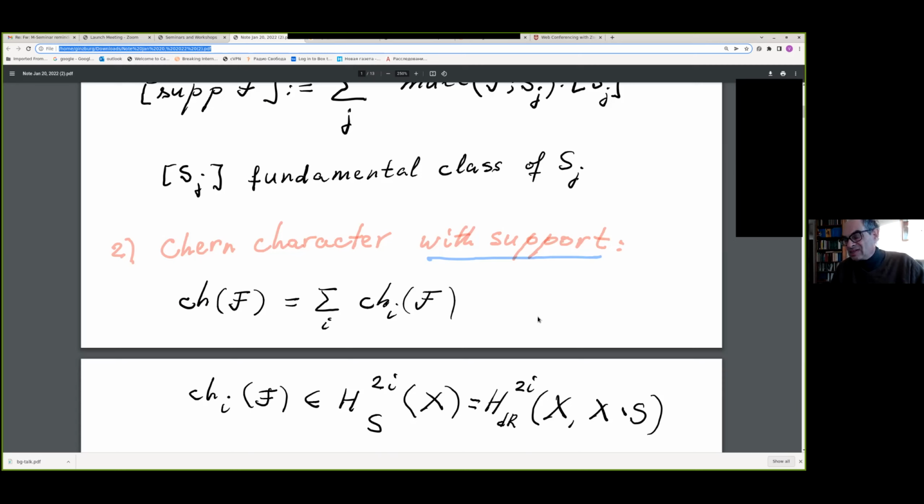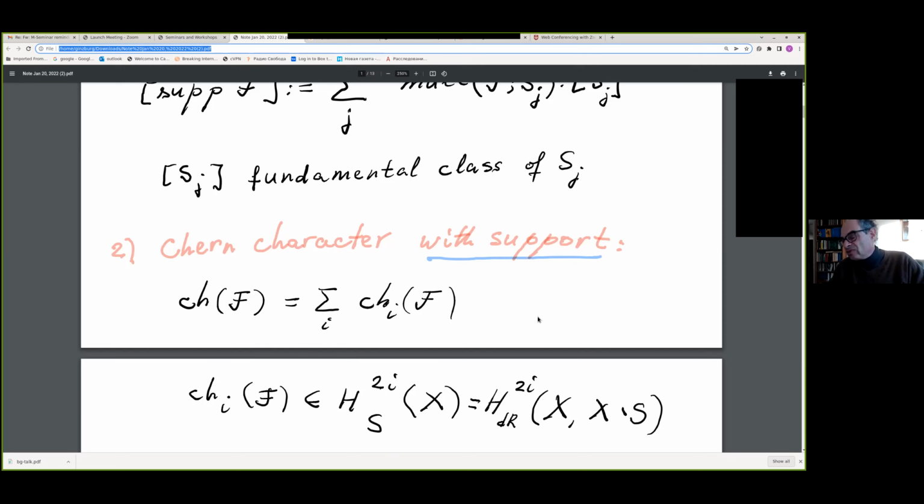Now there are many ways to define this, but probably for algebraic topologists, one defines the cohomology with support as the cohomology of the pair X and the open set X minus S. So S is closed, X minus S is open, and so one takes just the relative cohomology of X comma X minus S.